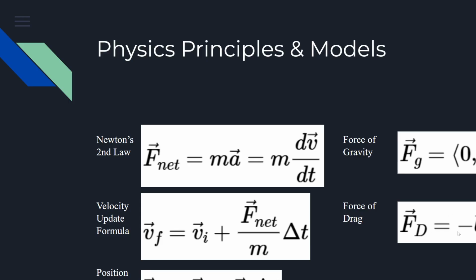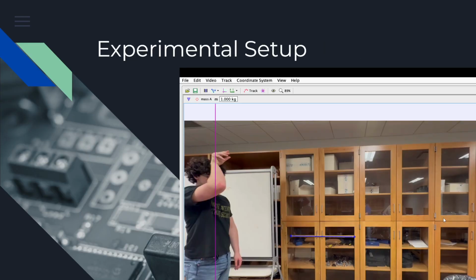And we finally have the force of drag. Now this is simplified. It's supposed to be v squared, like magnitude squared times the unit vector, but I simplified this a little bit. So this is the force of drag.